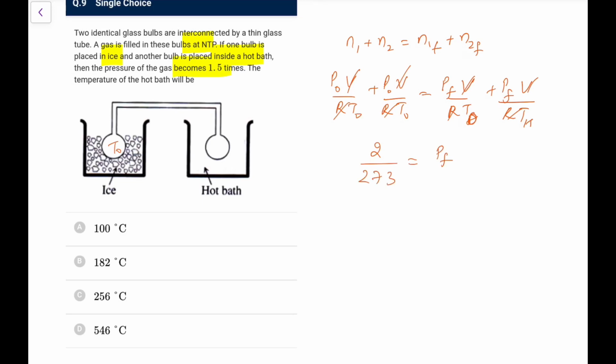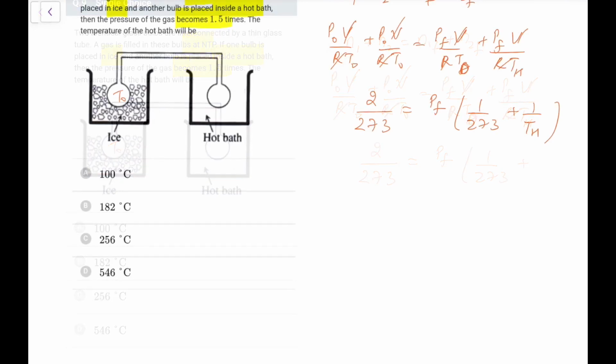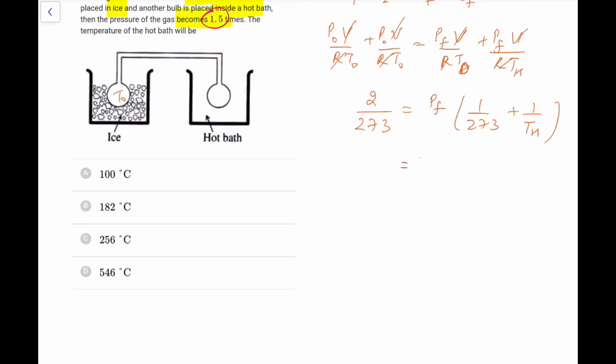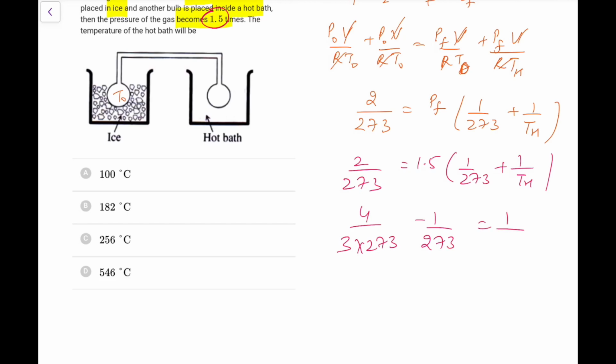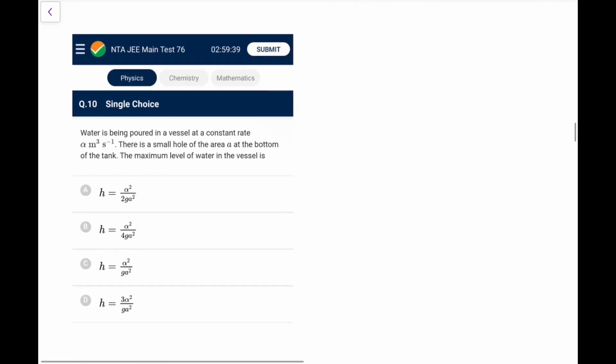So this P naught was 1 plus 1, I can say 2 by 273, that is P final times (1 upon 273 plus 1 upon TH). Now final pressure is 1.5 times, so it would be 1.5. This is 2 by 273, so if I put it here it will be, let's say 3 by 2, so it becomes 4 by 3 into 273 minus 1 upon 273 becomes 1 by TH. So this 1 by TH comes out as 1 by 3 into 273, so TH is thrice into 273, that is what you can write. This is 819 Kelvin, or if you convert it, it would be 546 degrees Celsius for sure.